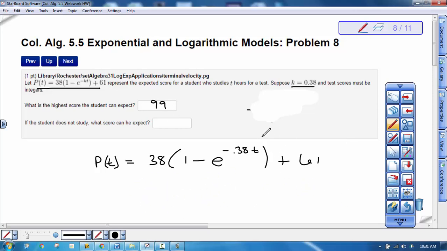Now, if a student does not study, you put a 0 in here, and then this becomes a 0 power, which we know anything to the 0th power is 1, so this then is 1 minus 1, which is 0, so this cancels out, and we just get a 61.